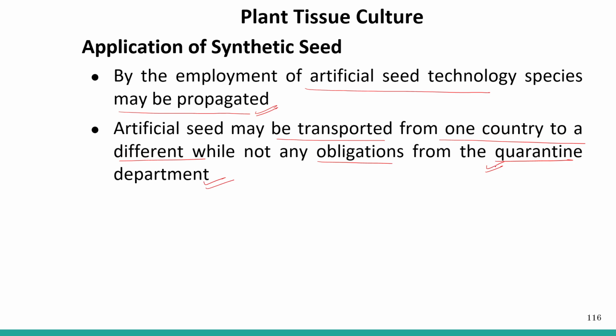The country does not want any type of pathogen, okay? Because seeds do have some types of microbes or pathogens in them. And if they are transported from one country to another, they can be introduced to that country also. But artificial seeds do not have any contamination, microbes, or pathogens inside, right? So it is easy to transport them from one country to another, and there is no obligation from the quarantine department as well.